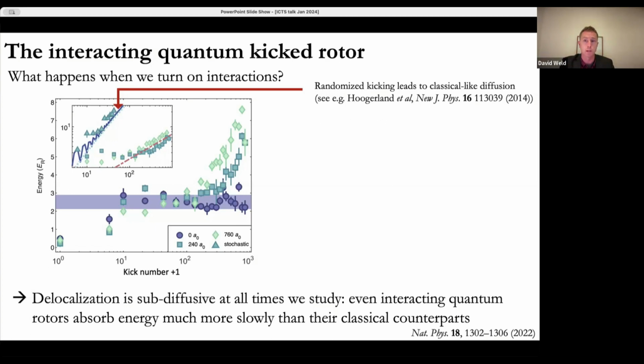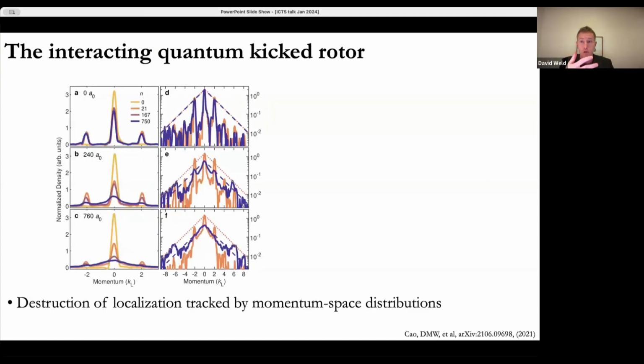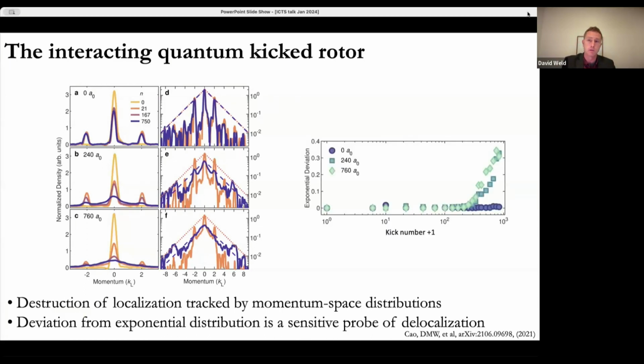So these quantum kicked rotors are absorbing energy much less well than their classical counterparts, even though they are absorbing it. And this destruction of localization, you can track it nicely by looking at the momentum space distribution. So these are linear and log axis plots of the momentum space distribution. And some of the features here, and in particular, the deviation from an exponentially localized distribution, are a little hard to track on these plots, although I think you can see them in panels D through F. But if you just graph the deviation from that exponential as a function of kick number, you see that it's actually a really sharp diagnostic of this interaction-driven delocalization.